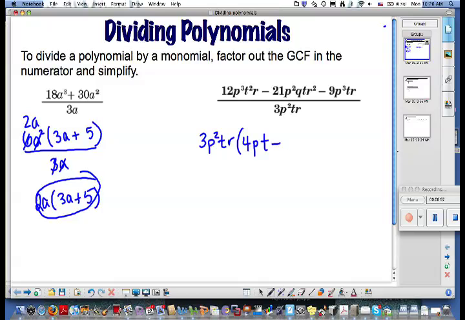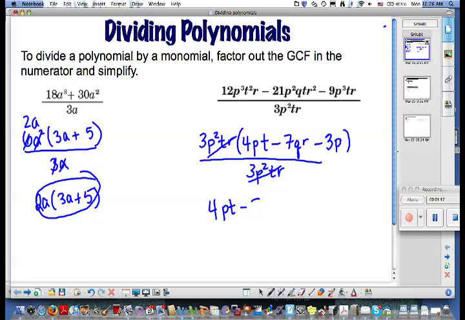21 divided by 3 is 7. We're left with a q and an r. And 9 divided by 3 is 3. We're left with 1p, and that's it. All divided by 3p squared tr, those cancel. We're left with 4pt minus 7qr minus 3p.